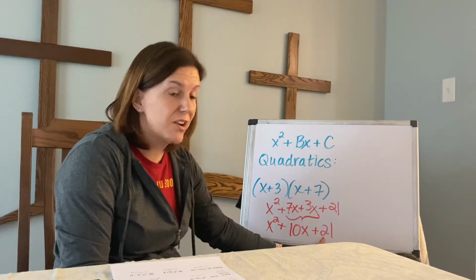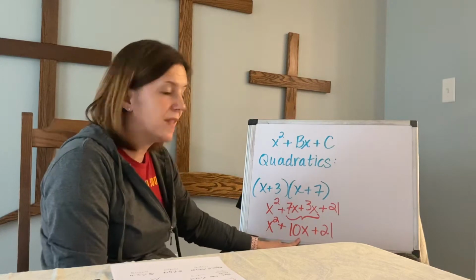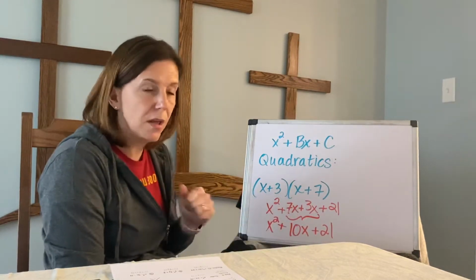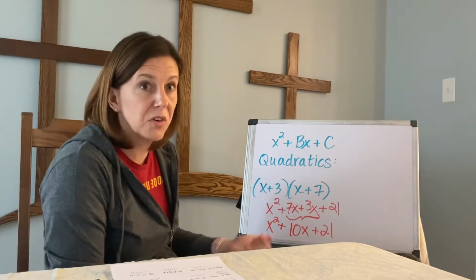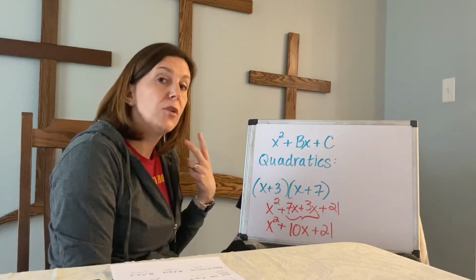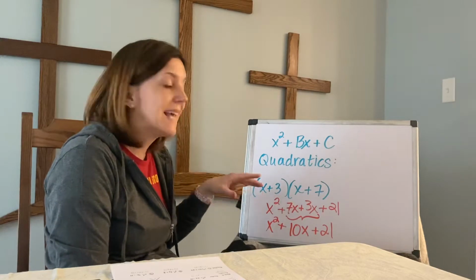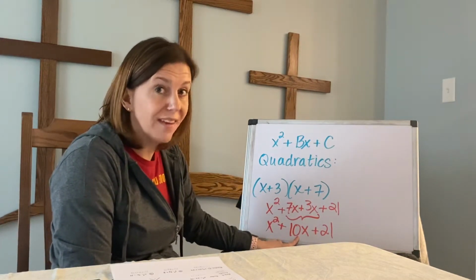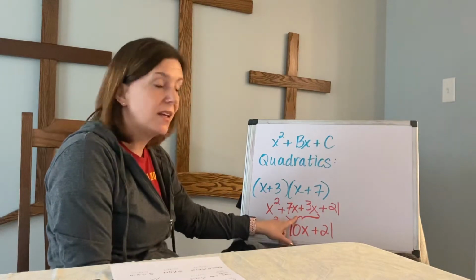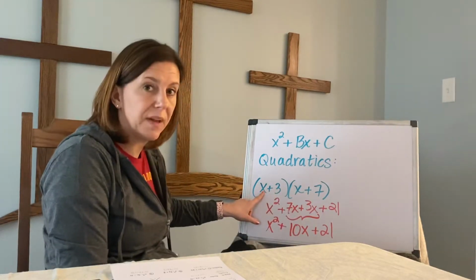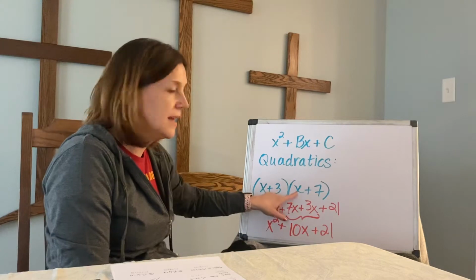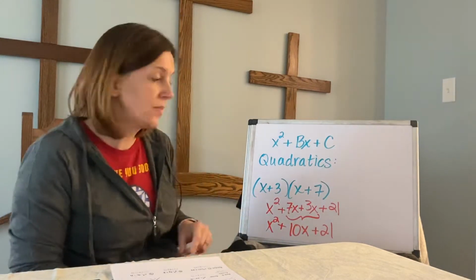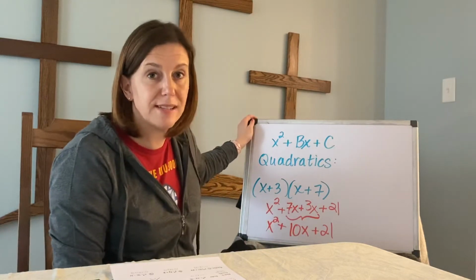That is my pattern. So if I were to think backwards through that, I'd say, well, my factors of 21 are 1 and 21 and 3 and 7. There aren't too many options there. But of those two options, which ones add together to get me 10? It's not 1 and 21, it's the 3 and the 7. And so you can see how I would end up back here that x plus 3 times x plus 7 is my factored form.